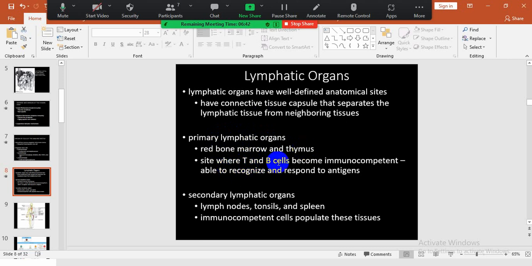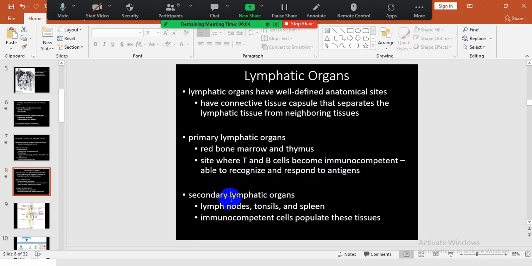T and B cells, or T lymphocytes. T lymphocyte is what? A type of white blood cell that fights against disease-causing organisms. And the B lymphocytes are the cells that produce what? Plasma cells, which leads to the production of what? Antibodies. So T and B cells become immunocompetent. They become ready to fight infection and able to recognize and respond to antigens. An antigen represents what? A disease-causing organism.